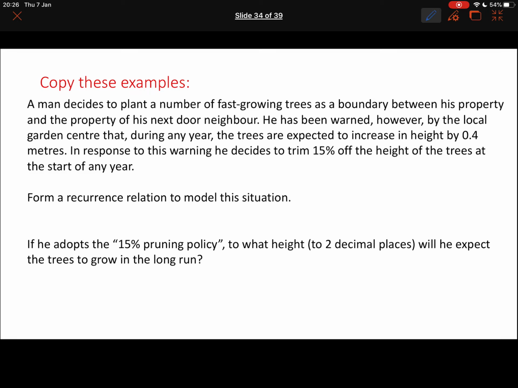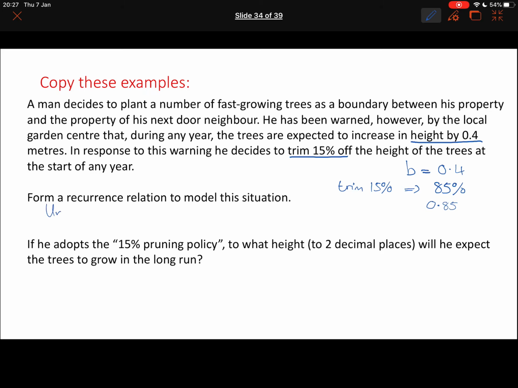So again, the first thing to do is trawl through the question and pull out any information that's relevant. One thing that's jumping out to me is that the trees are going to increase in height by 0.4 metres. So that suggests to me that b is going to be 0.4. And the other thing that jumps out is he's trimming off 15%. So if he's trimming 15%, you've always got to think about what you're left with. That means you're left with 85%. So 85% as a decimal, 0.85.